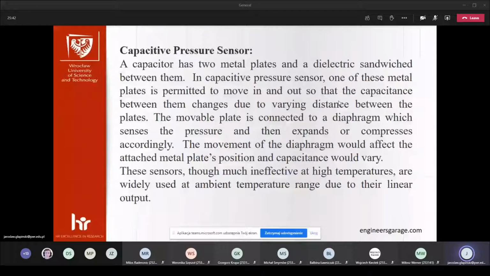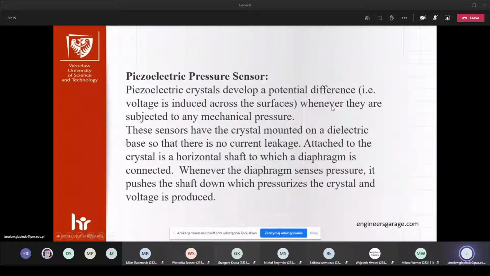But we also have a capacitive pressure sensor, so we can measure the distance between the diaphragm and the solid state in a capacitive way. In this case, we've got 2 metal plates and the dielectric sandwich as a capacitor, and the movement of the diaphragm will change the distance between the 2 plates, and in this way we will change the capacitive properties of the sensor. Okay, so this is the second one.